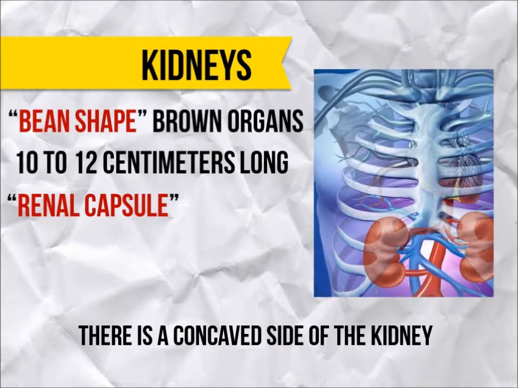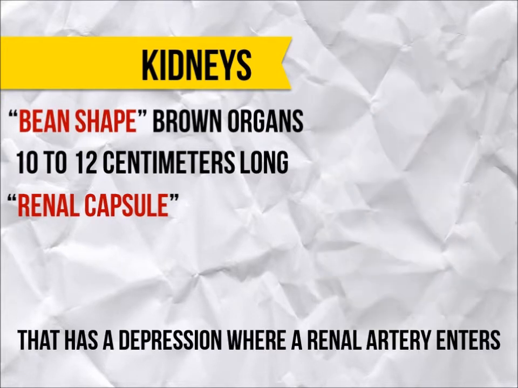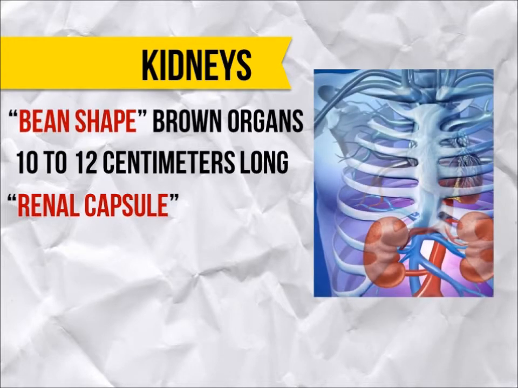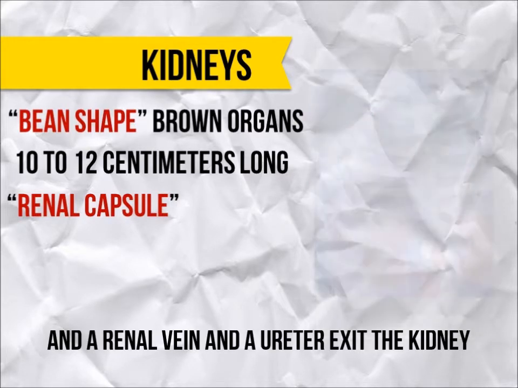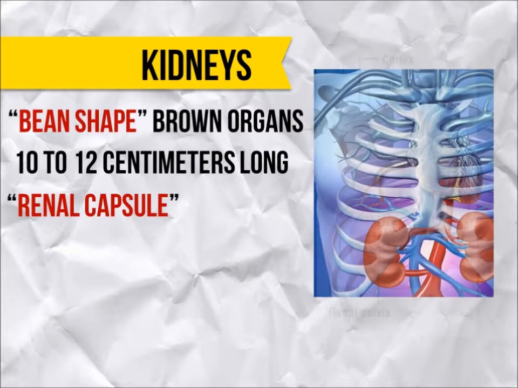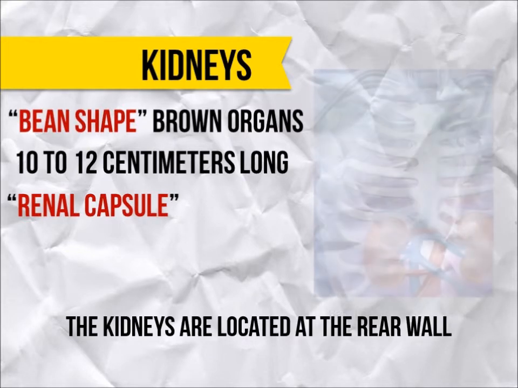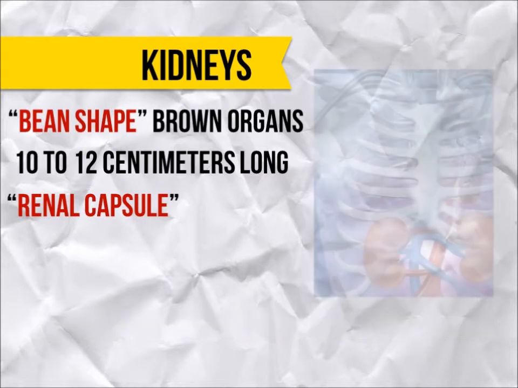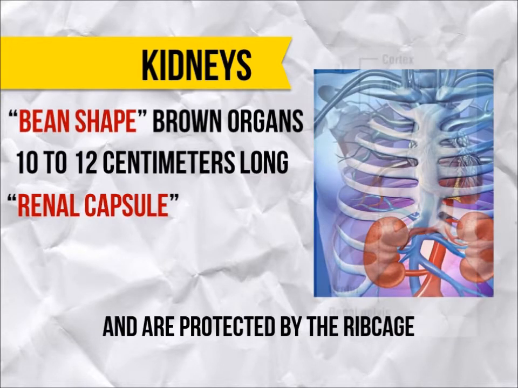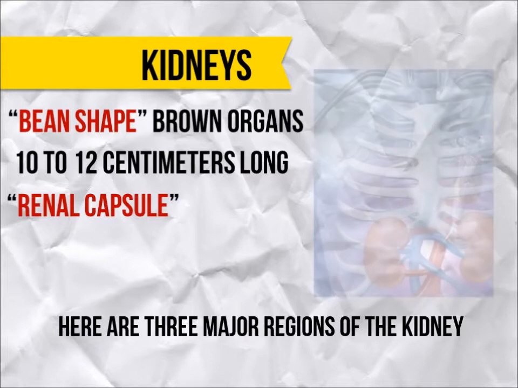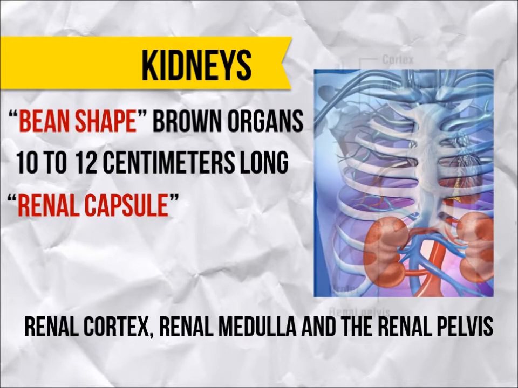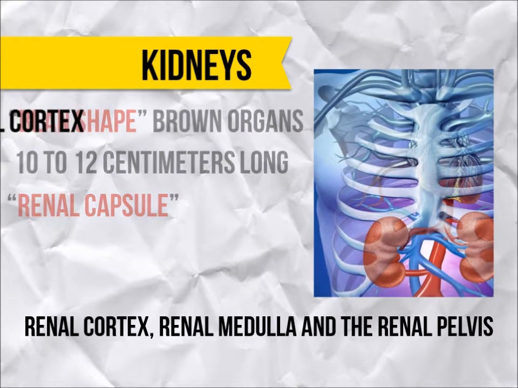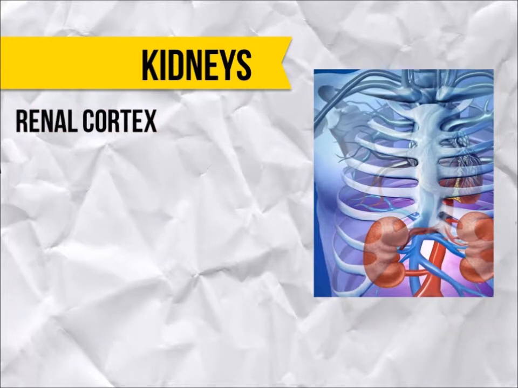There is a concave side of the kidney that has a depression where a renal artery enters, and a renal vein and the ureter exit the kidney. The kidneys are located at the rear wall of the abdominal cavity just above the waistline and are protected by the rib cage. There are 3 major regions of the kidney: the renal cortex, renal medulla, and the renal pelvis.